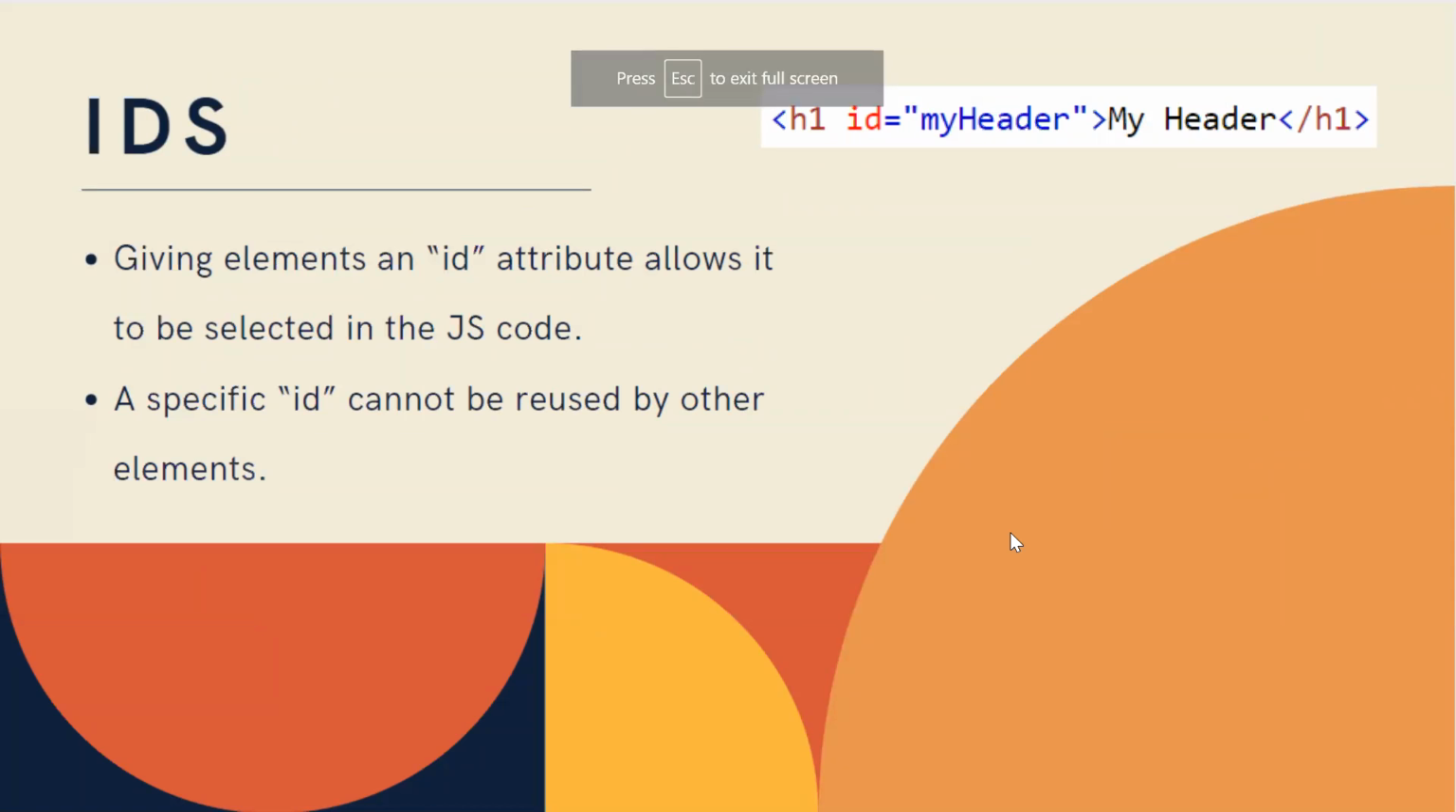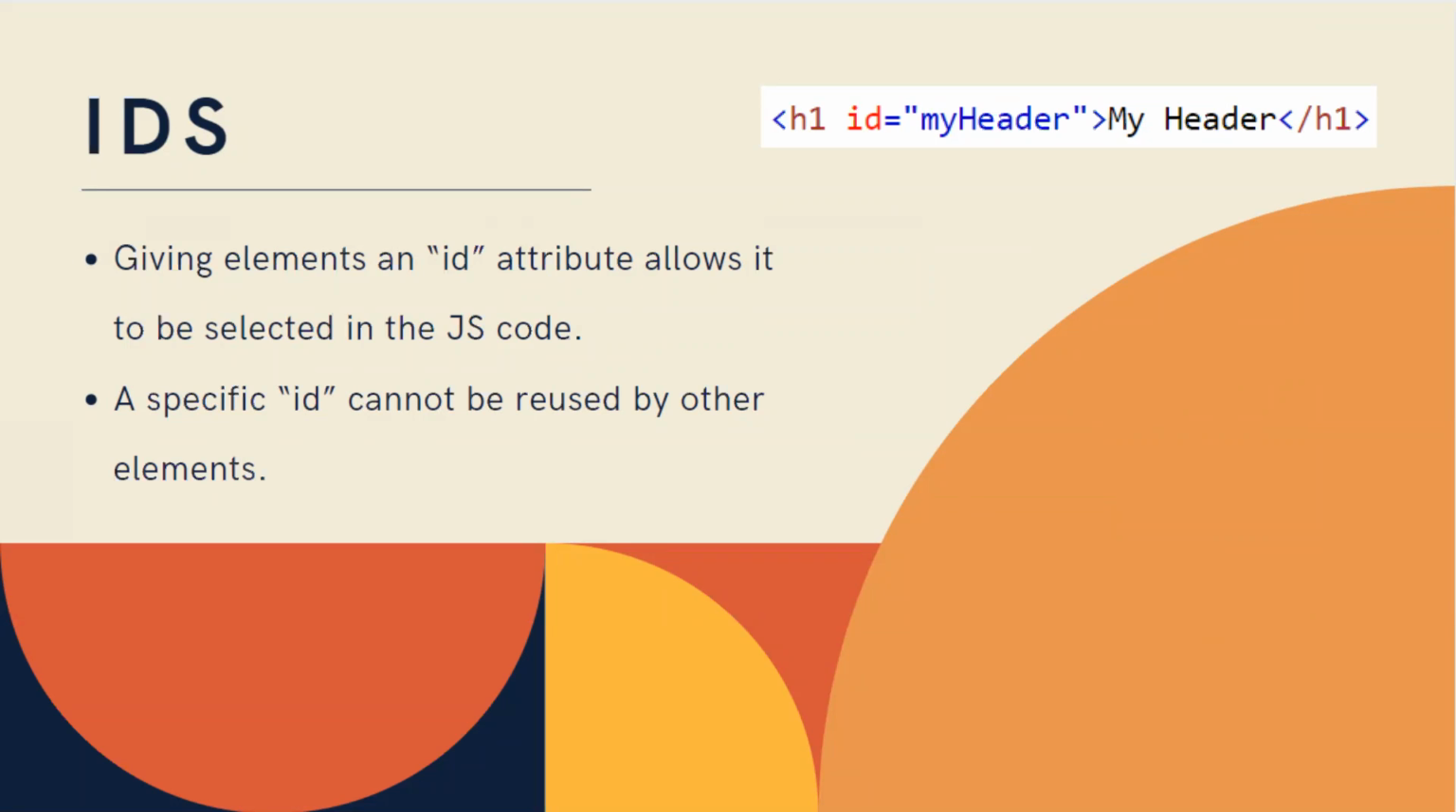IDs. Giving an element an ID attribute allows it to be selected in the JavaScript code. So basically by giving it an ID name, like giving it identification, it allows it to be used within the JavaScript code, which therefore allows us to manipulate the DOM.